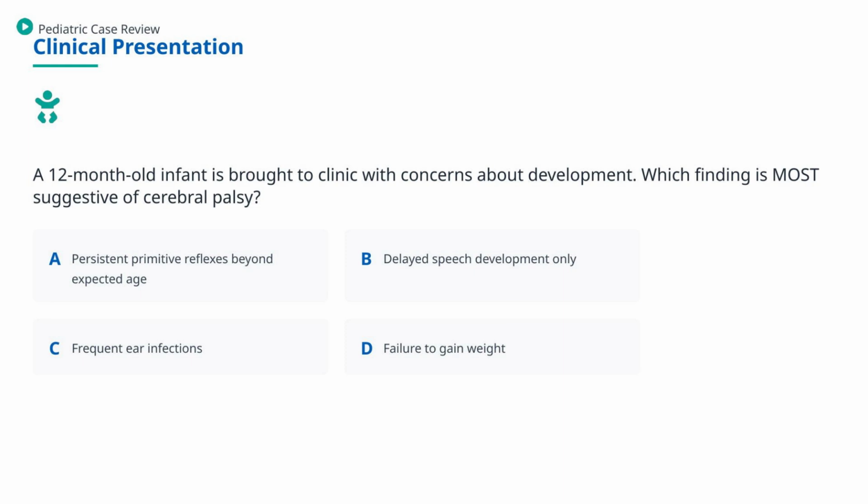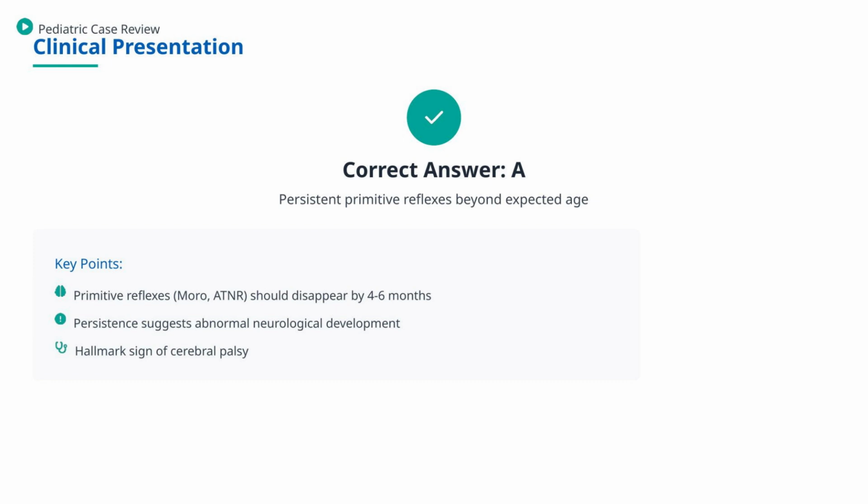A 12-month-old infant is brought to clinic with concerns about development. Which finding is most suggestive of cerebral palsy? A. Persistent primitive reflexes beyond expected age. B. Delayed speech development only. C. Frequent ear infections. D. Failure to gain weight. The correct answer is A. Persistent primitive reflexes beyond expected age.